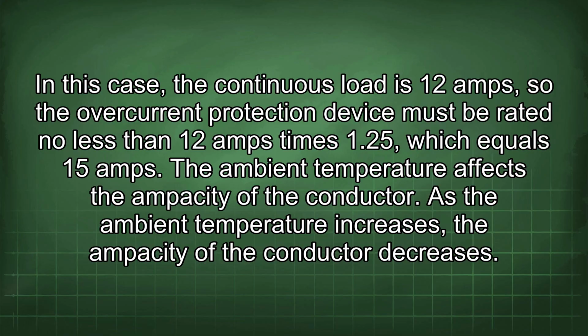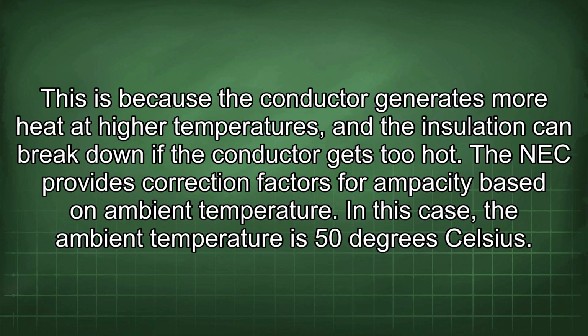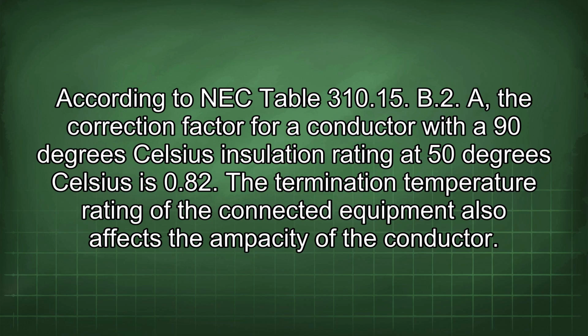The ambient temperature affects the ampacity of the conductor. As the ambient temperature increases, the ampacity of the conductor decreases. This is because the conductor generates more heat at higher temperatures, and the insulation can break down if the conductor gets too hot. The NEC provides correction factors for ampacity based on ambient temperature. In this case, the ambient temperature is 50 degrees Celsius. According to NEC Table 310.15(B)(2)(a), the correction factor for a conductor with a 90 degrees Celsius insulation rating at 50 degrees Celsius is 0.82.